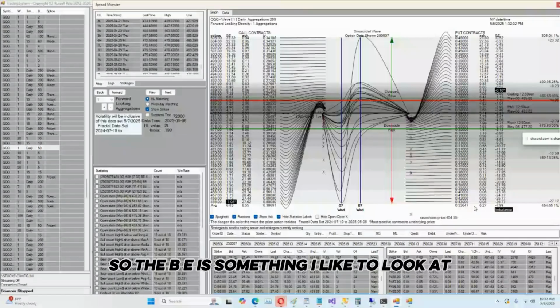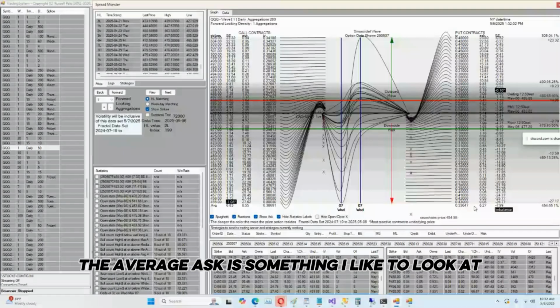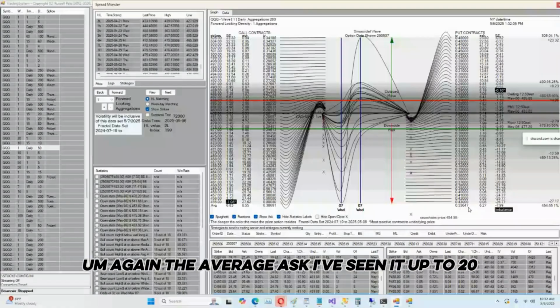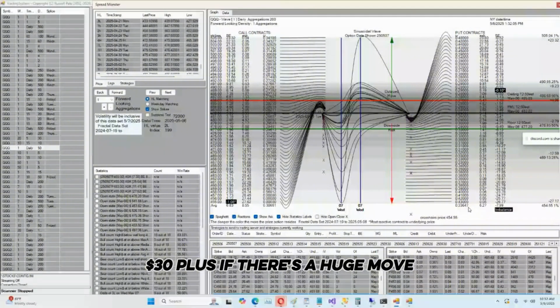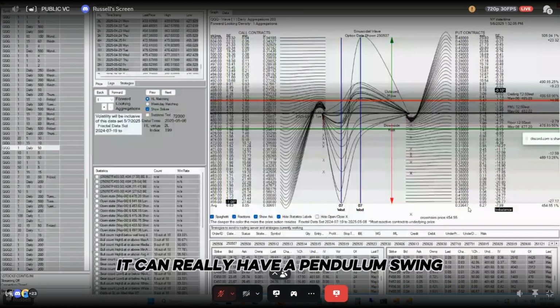So the BE is something I like to look at. The average ask is something I like to look at. Again, the average ask, I've seen it up to $20, $30 plus. If there's a huge move, there's a lot of fear. It can really have a pendulum swing.